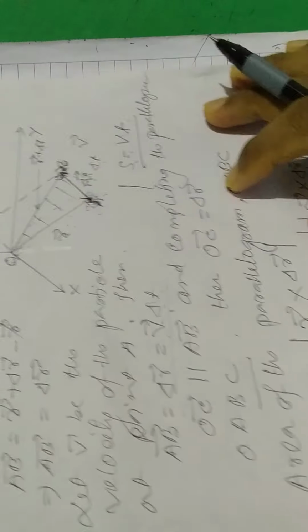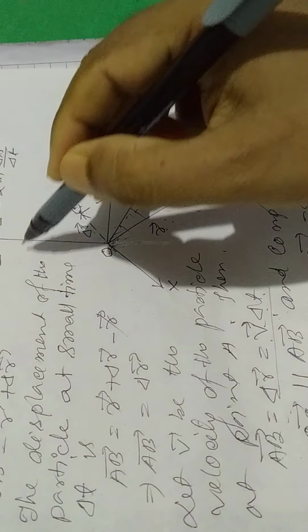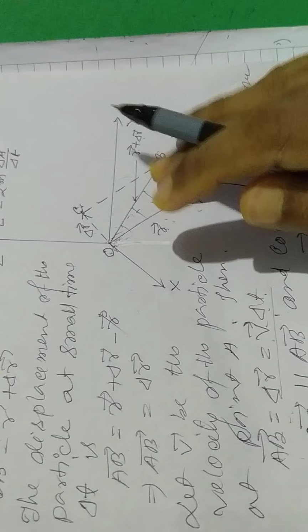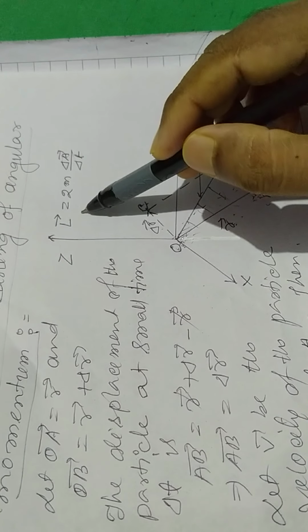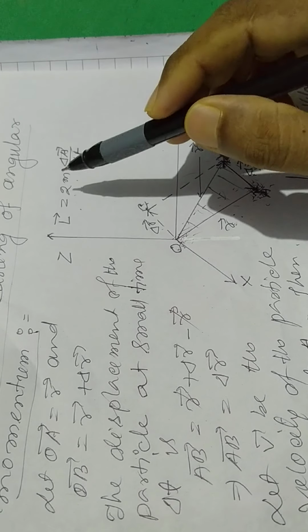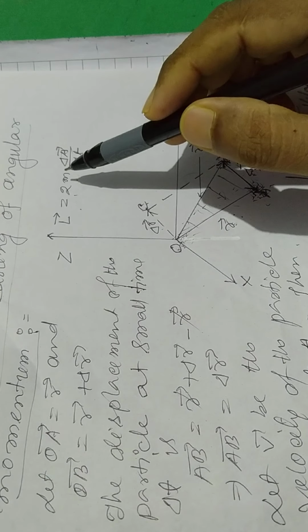You see the diagram. When the particle is rotating about an axis of rotation, then the angular momentum of the particle is twice the product of mass and areal velocity.